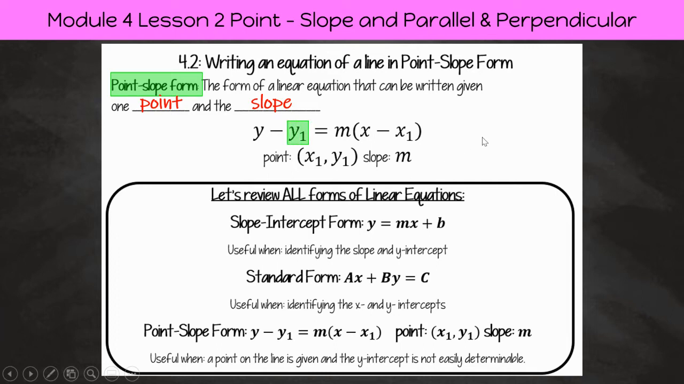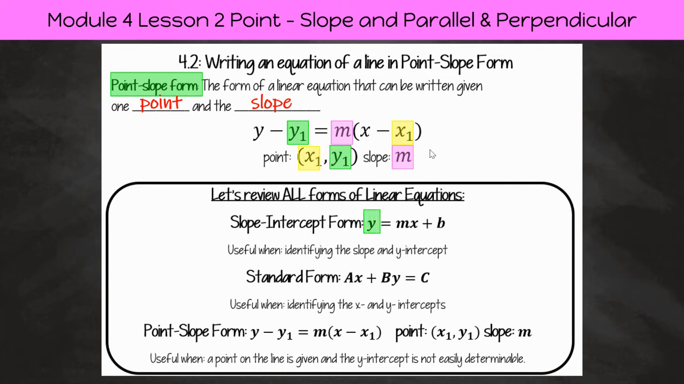So we have y minus y1 is equal, and remember our y1 is this value in our ordered pair. Our ordered pairs are always x and y. Then we have our slope, which is our m value or our rate of change. And then we have x1, which is the first number in our ordered pair.